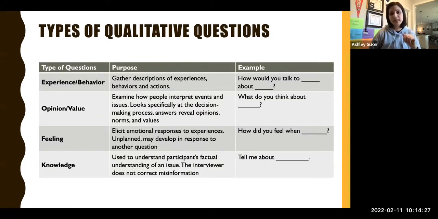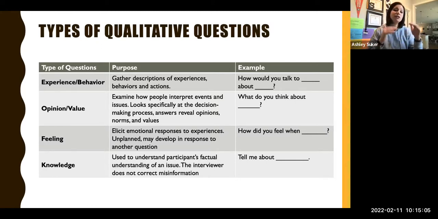There are several types of qualitative questions. The first is experience or behavior questions. This is where you're gathering descriptions of experiences, behaviors, and actions. And you may frame a question like this. You say, how would you talk to first-time mothers about immediate LARC insertion? That might be my experience behavior question. Then you have opinion value questions. These look at how people interpret events and issues. It looks specifically at your decision-making process and reveals information about opinions, norms, and values.